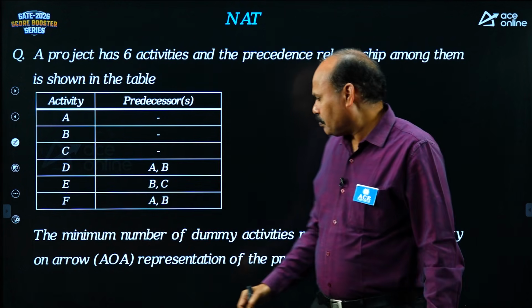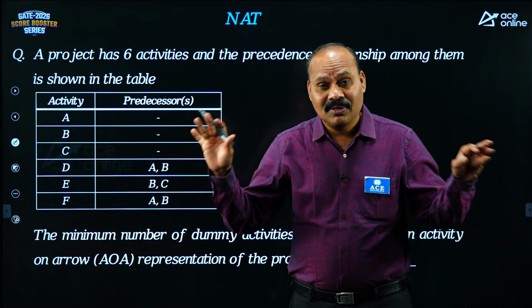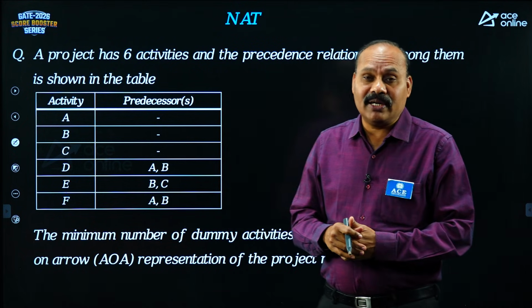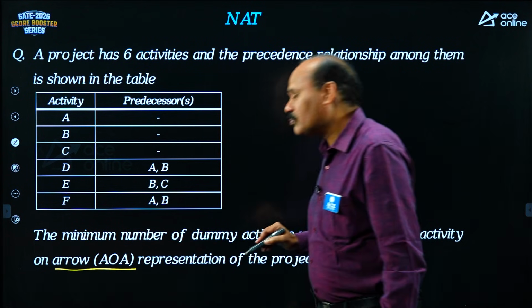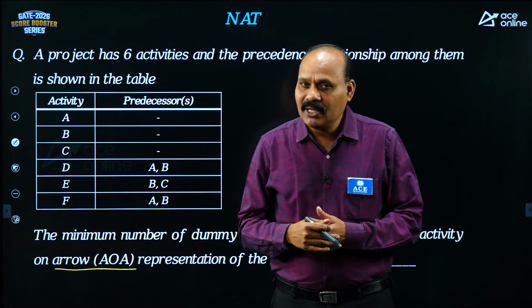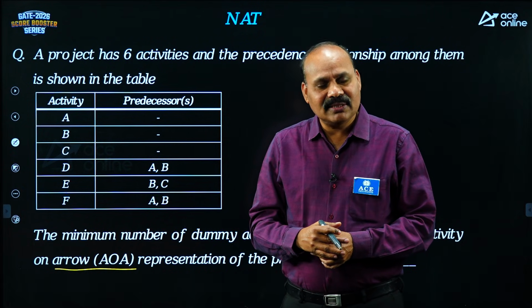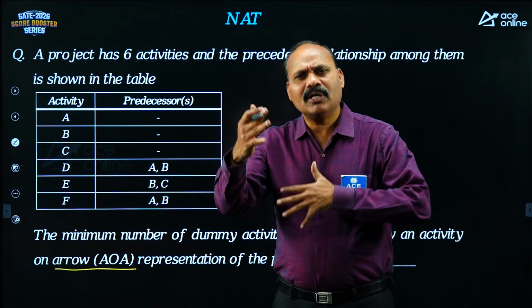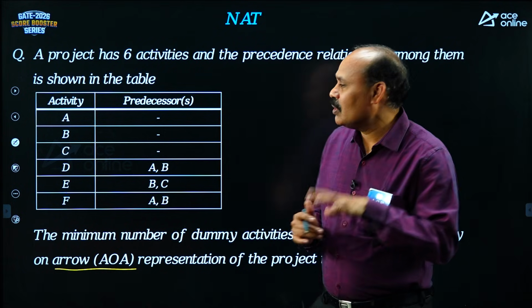Next question: minimum number of dummy activities. Here there are no other options. Compulsorily you have to use the AOA diagram, and moreover it is mentioned clearly: how many dummies are required in the AOA diagram? So you cannot escape from the AOA diagram. So practice the AOA diagram also. My suggestion: the AON diagram we can use, but better we prepare for AOA also.